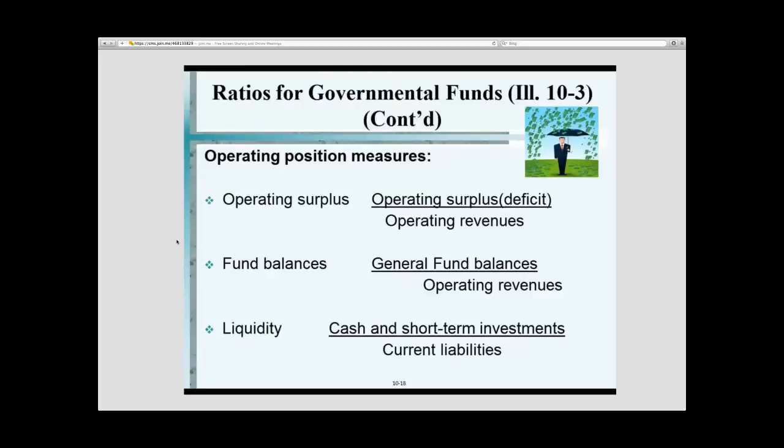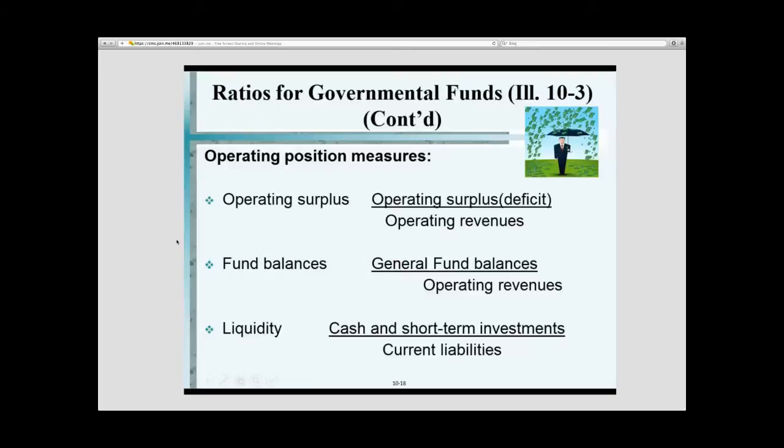Well, what you want is some amount. You don't want a lot, because if you have a lot, what's happening? People are paying a lot of taxes. But what happens if it's a deficit? Do you want a deficit over operating revenues, a high operating deficit? No, definitely not.